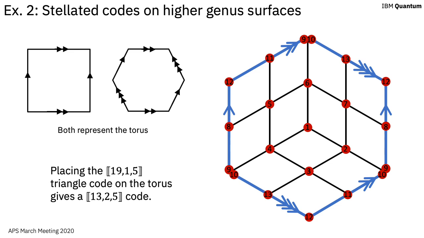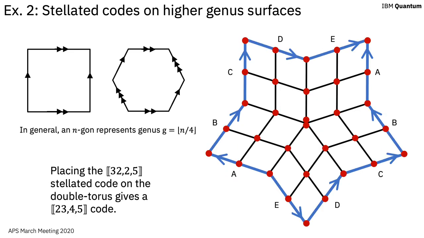And actually, when you do this, you double the number of logical qubits, and you slightly reduce the number of physical qubits as well, because now some qubits that were on the edges of the original code are associated with the qubit on the opposite edge. So you subtract the number of physical qubits related to the perimeter of the code. And you can do this for these higher order stellated codes as well. Just in general, if you have an n-gon and you associate opposite sides, you represent a genus n over 4 surface.